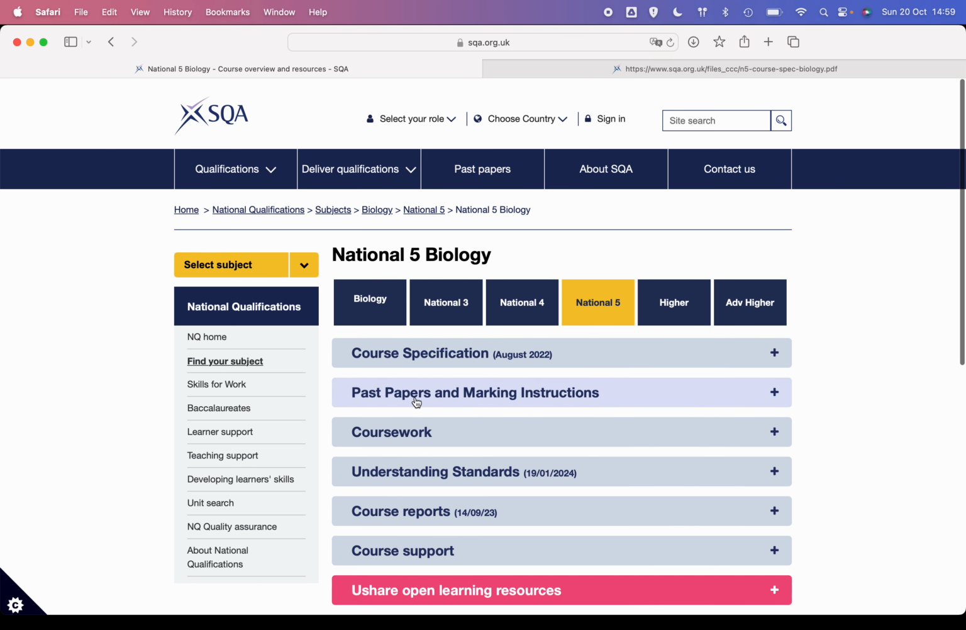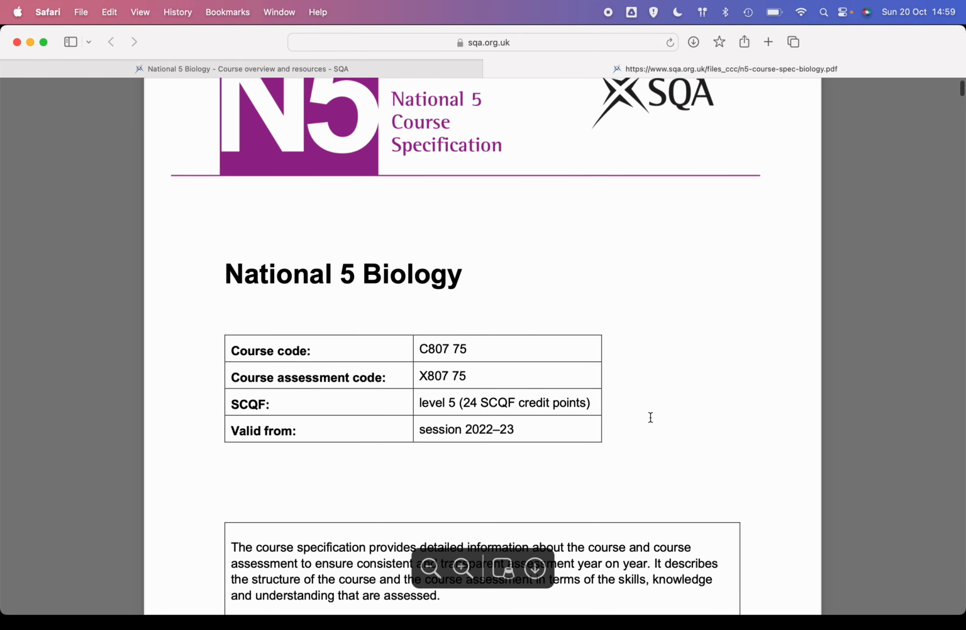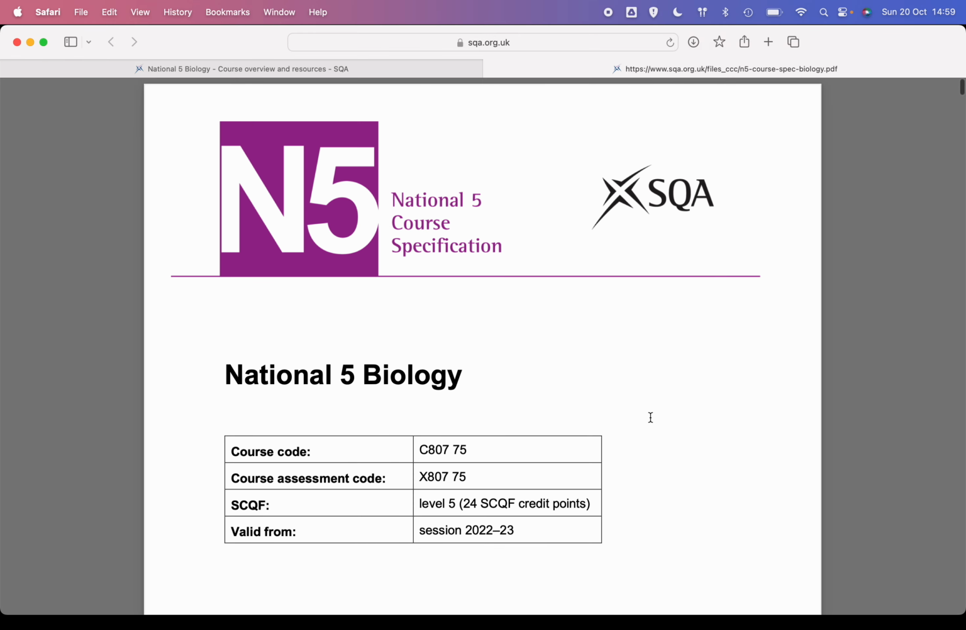For example, just the past papers and marking instructions that you'll hopefully use later on. But this course specification, if you just click onto that part there, all you have to do is download that PDF. And then what happens with that PDF is it's just all this information here. Now, check it's an up-to-date one. If it's the SQA website, it will be the most up-to-date.